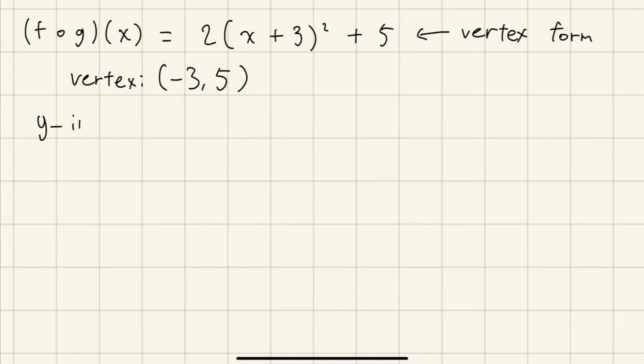After finding the vertex, we will find the y-intercept of the function. This can be done by substituting x with 0. In doing so, we find that y-intercept is 23.